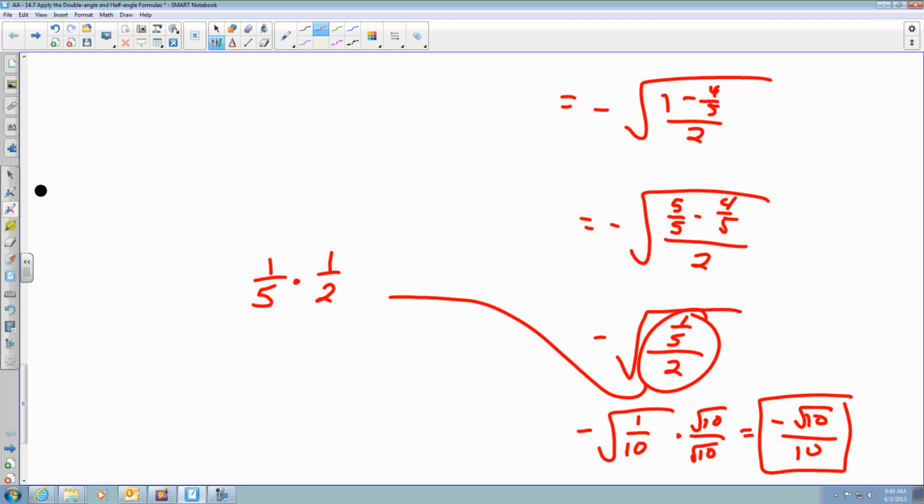Okay? And that is how to use the double angle and half angle formulas.